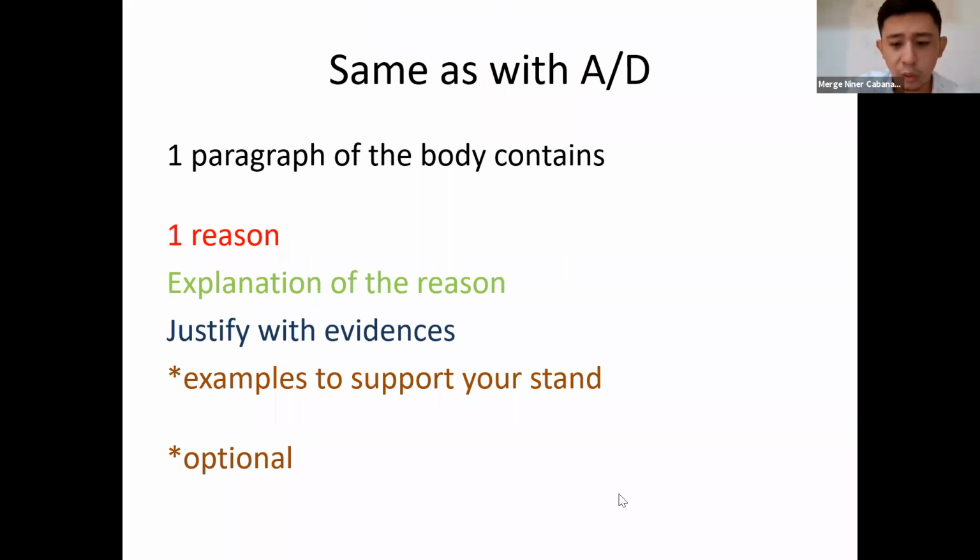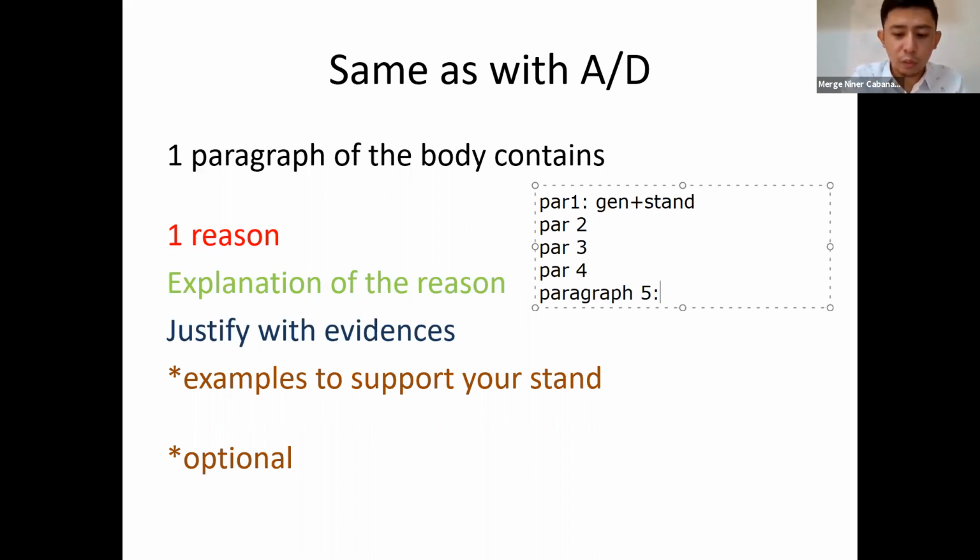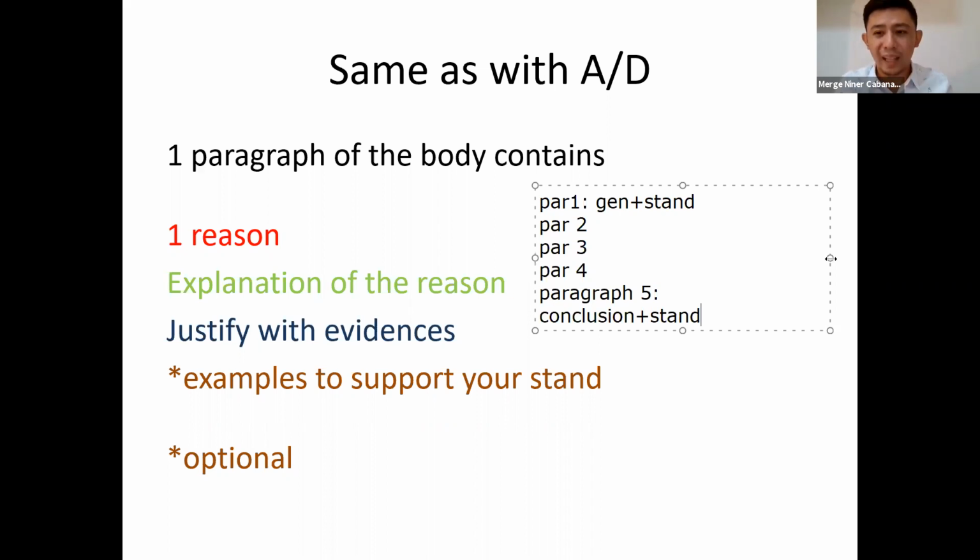So if you're going to do an agree disagree, here's how it looks. All right, so paragraph 1, that is your generalization plus stand. And then paragraph 2, paragraph 3, paragraph 4, and then conclusion. Paragraph 5 is your conclusion plus stand. Right, so that is how the essay will look like.